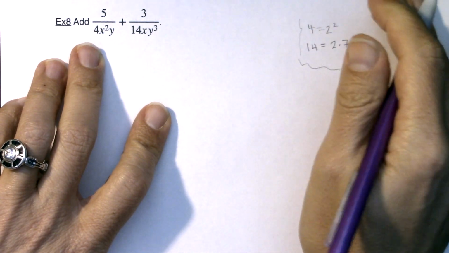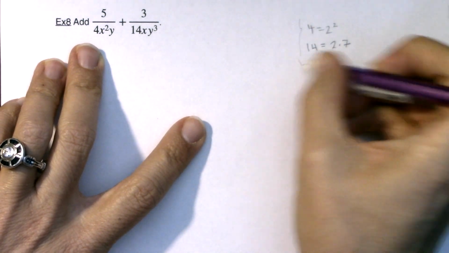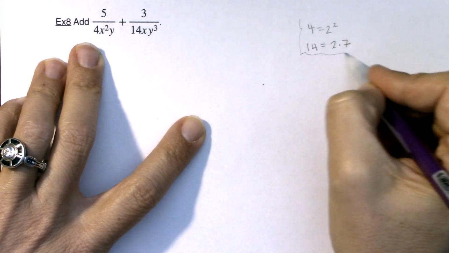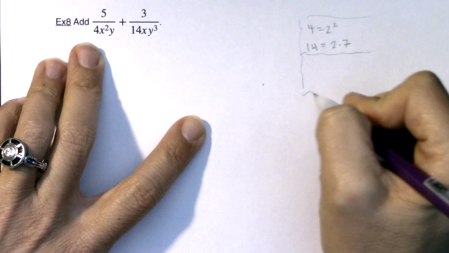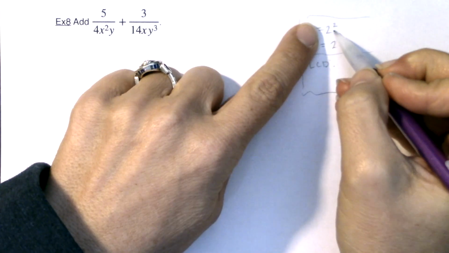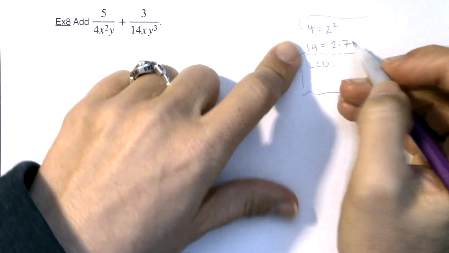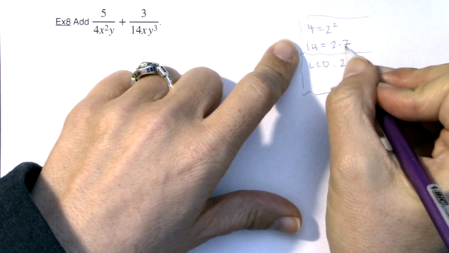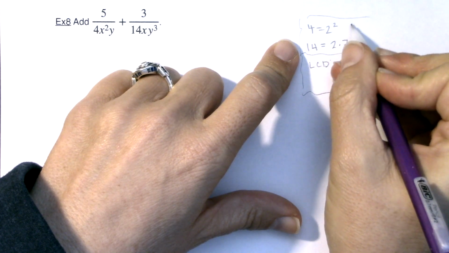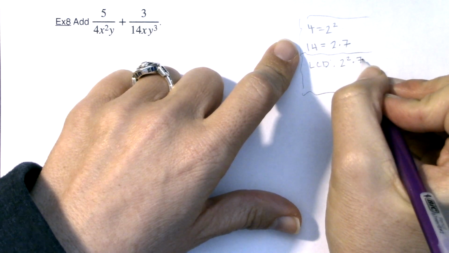Okay, so keeping that in mind, let me start to build my LCD. And I'm just going to put a little separation here. So if I want to build my LCD, I see a 2 squared here and a 2 here. I need the higher of the 2 powers, so I'm going to need a 2 squared. I see a 7 here, nothing here, so this is essentially 7 to the 0. So I'm going to do 7 here.